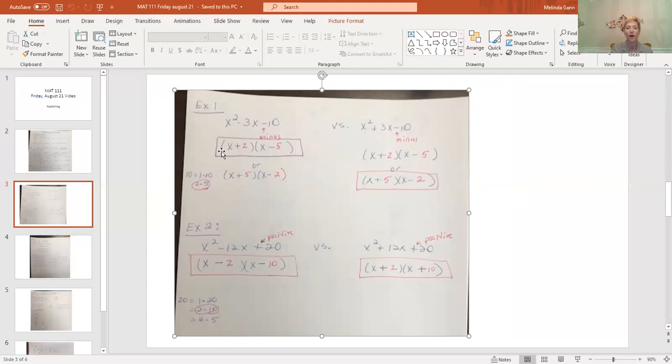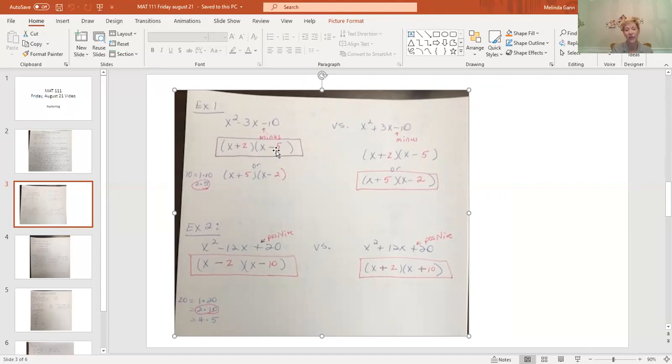Now, what goes in front? Well, it's whatever gives you this squared term. Well, the only way to get x squared is x times x. So I've got an x and an x because that's what multiplies together to give me x squared. And then I knew to do the plus and the minus because we talked about it. Now, how did I get the 2 and the 5?